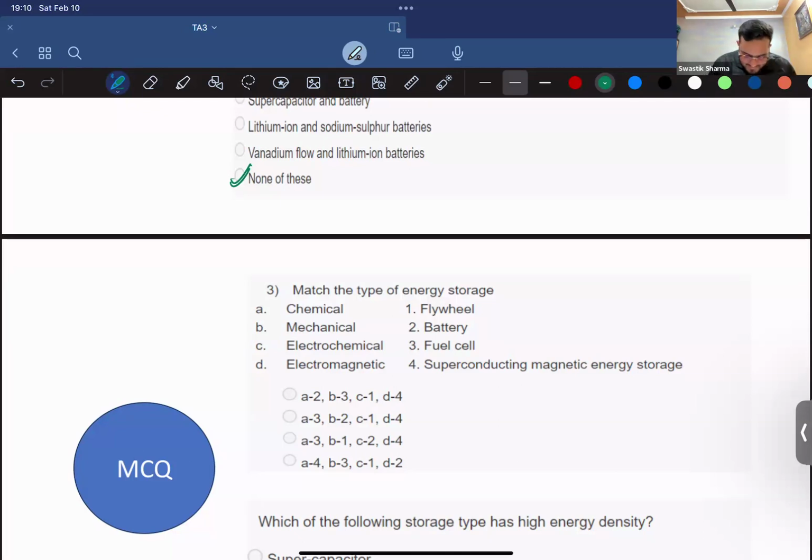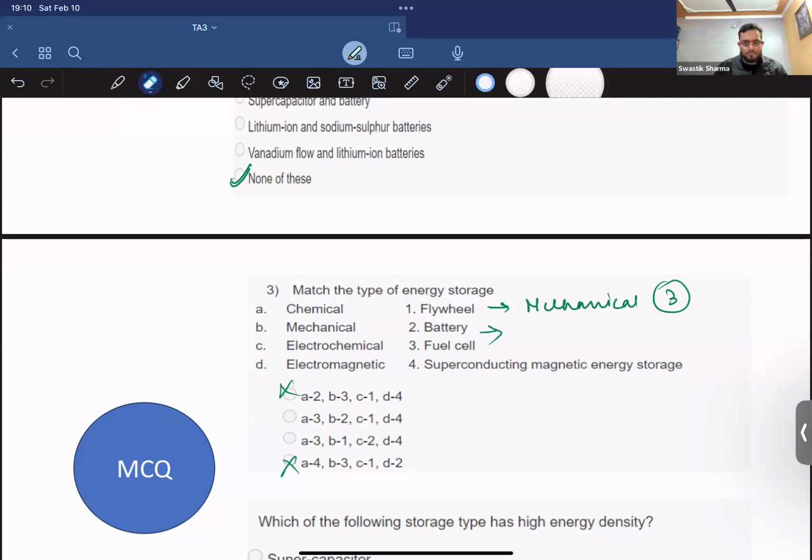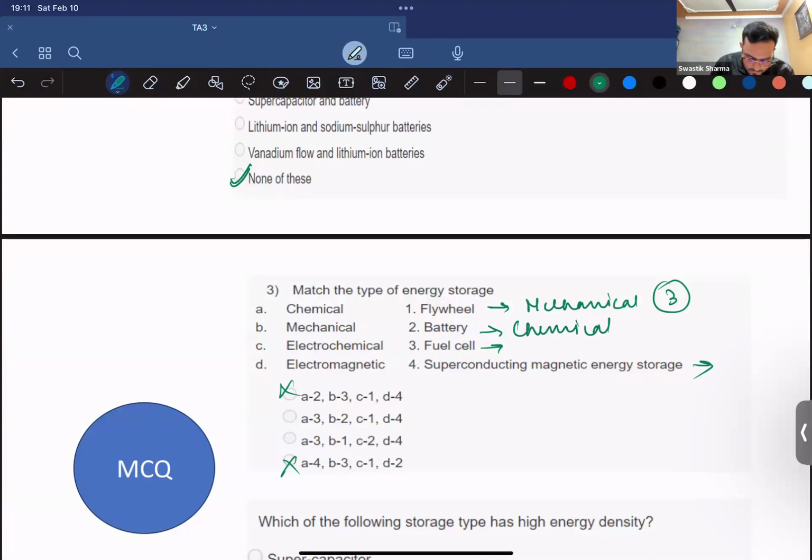Okay, so let's do it. So what is a flywheel? So flywheel is mechanical, right? So this is 3 for sure. So you can eliminate this and this. Then you have battery. So what is battery? So can anyone tell me what is battery? So battery is what? Chemical, right? It's a chemical composition of the various different compounds. And then fuel cell is electrochemical.